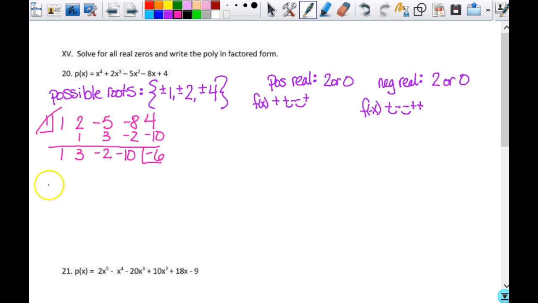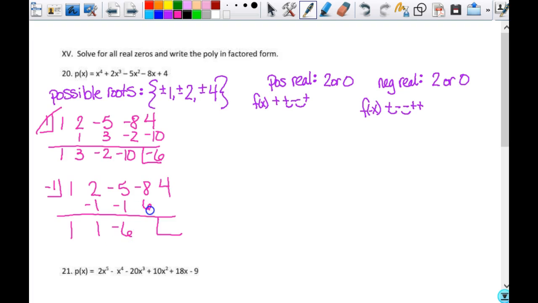So then I've got to start over with negative 1. I'm still using 1, 2, negative 5, negative 8, and 4. So 1, negative 1, negative 6, positive 6, negative 2, 2. I get 6 there. Negative 1 doesn't work either. Okay, so these are done.